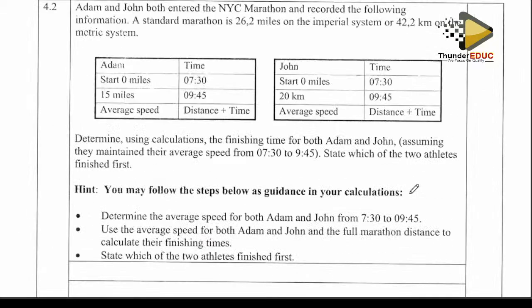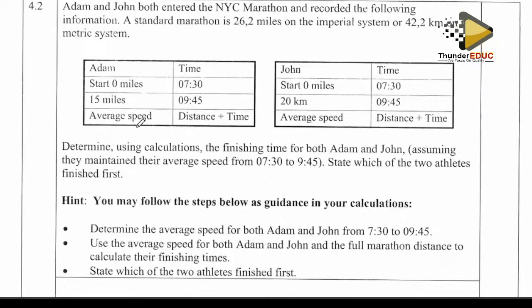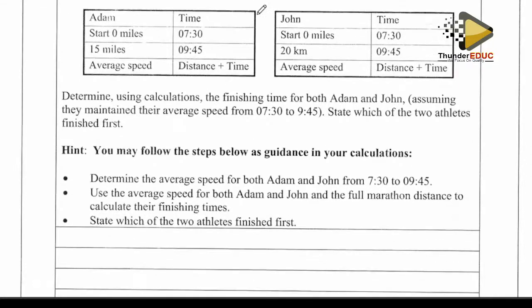It needs our concentration. Okay, let's look at that. Adam and John both entered the NYC, the New York City Marathon, and recorded the following information. A standard marathon is 26.2 miles on the imperial system, or 42.2 kilometers on the metric system. This is the information for these two people. One is in imperial, the other is in metric.